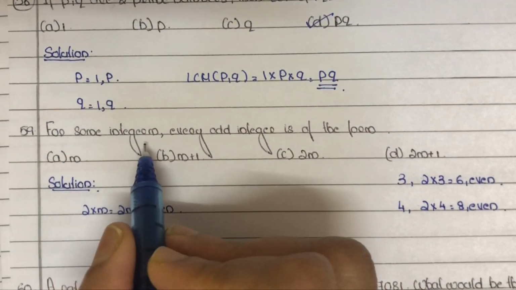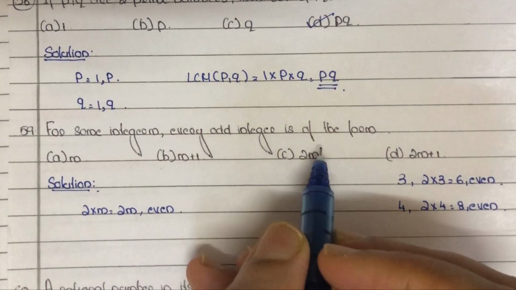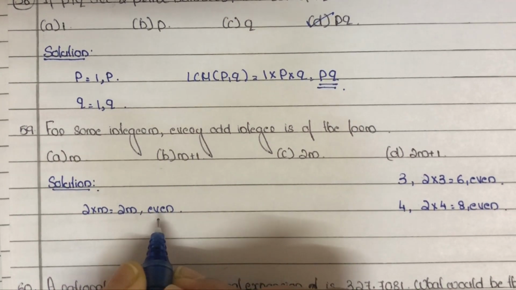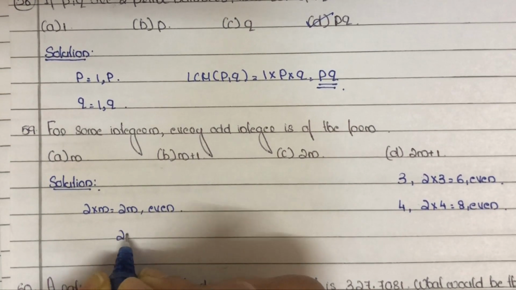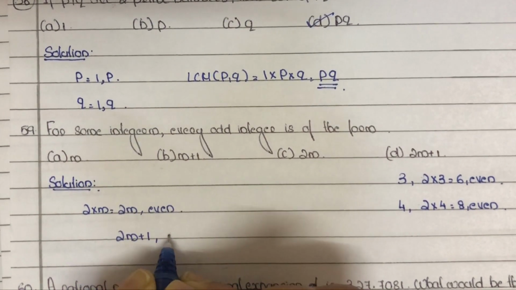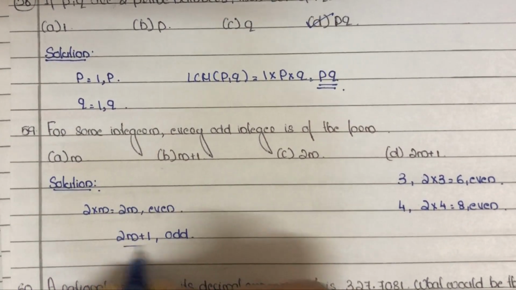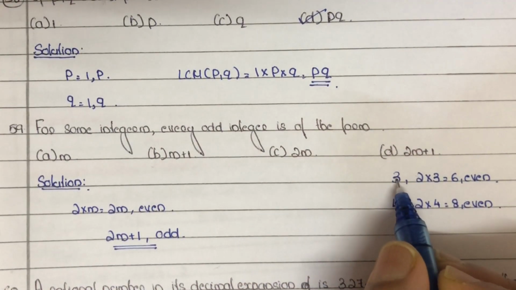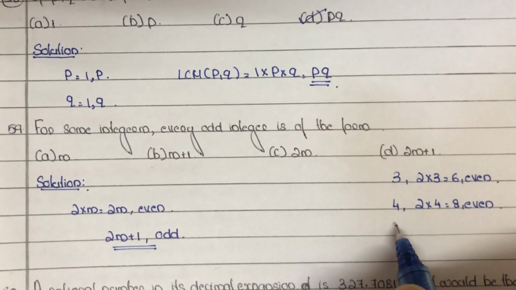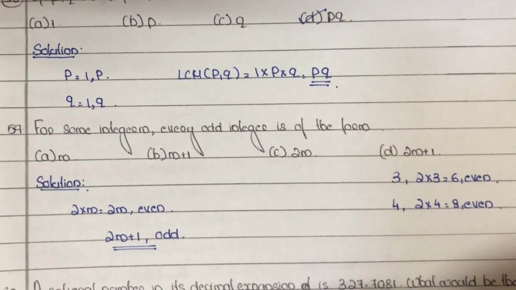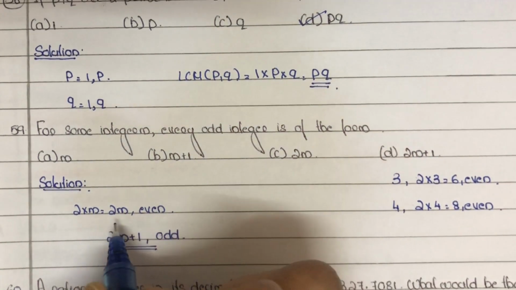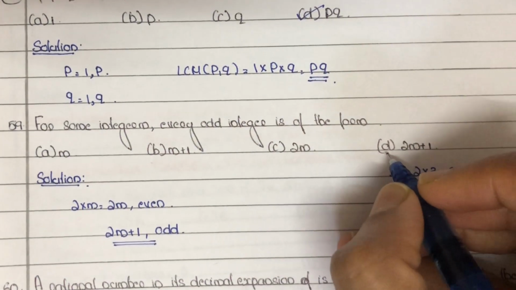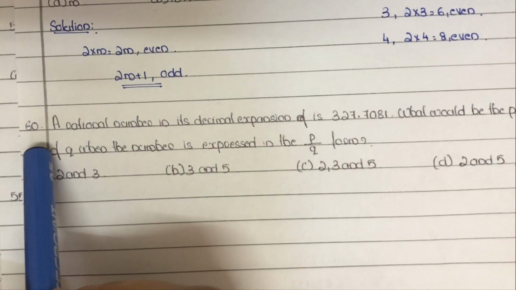The question is, for some integer m, every odd integer is of what form. You want to find the format of an odd integer. If 2m is an even number, then the next number, that is 2m plus 1, will be odd. Isn't it? They are consecutive numbers. For example, here 3 is odd, then 3 plus 1 is 4, which is even. Then 4 plus 1 is 5, that is odd. Similarly, if 2m is even, then 2m plus 1 is an odd number. So the option is D.